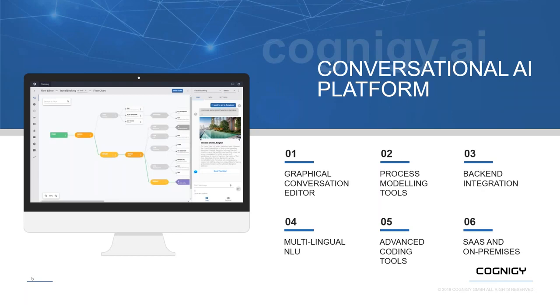Now, we do have graphical editors, but we also have a very powerful coding framework behind all of it. And that's what we call advanced coding tools. You can extend the platform in standard JavaScript. You can code directly in the conversations. You can upload JavaScript modules that you have written into the platform, and you can extend the platform in many different ways. And last but not least, you can deploy Cognigy SaaS or on premises if you like.